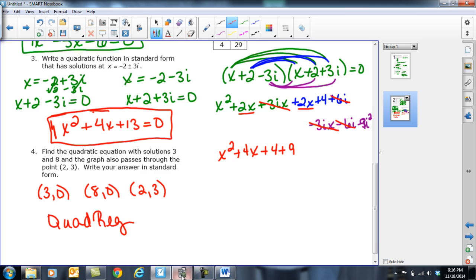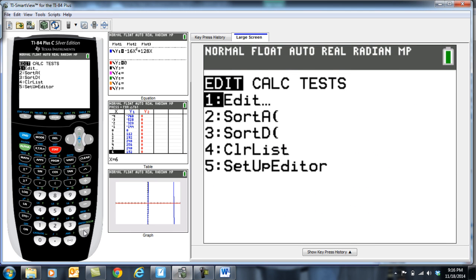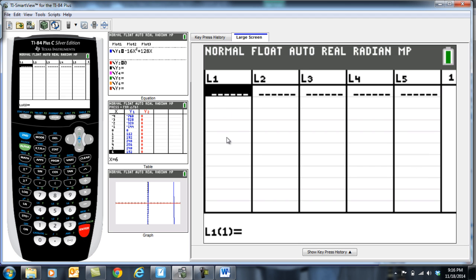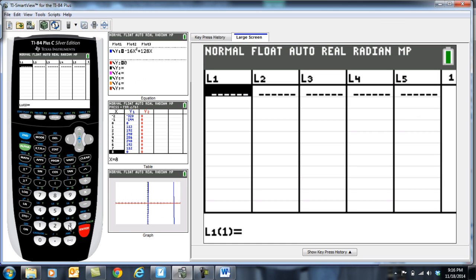So we're going to go to our calculator. We're going to press this button that says stat. And then we're going to edit. And in list 1, we're going to put our x values. So my x values were 3, 8, and 2. So we're going to put those in. 3, enter, 8, and 2. Those are my x values.